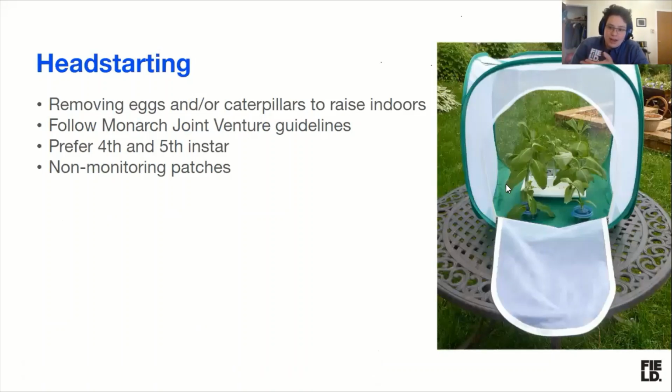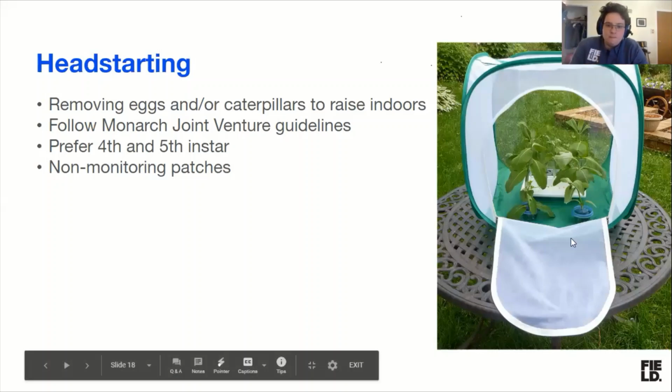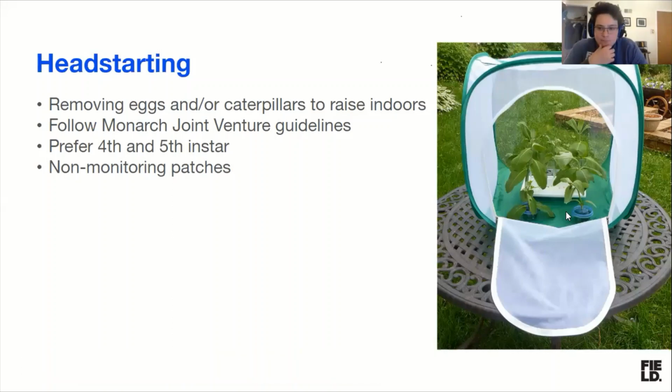So I alluded to head starting, and we've talked a little bit about that for folks that joined at the beginning. Head starting, hand rearing, it goes by different names, is the idea of taking eggs or caterpillars and raising them indoors or in these kind of pop-up mesh containers. In the world of things that Monarch people argue about, head starting has been somewhat contentious. We follow the guidelines by the Monarch Joint Venture, which say rearing some monarch butterflies at home because it's cool and you want to see it and you want to help monarchs out, that's great.